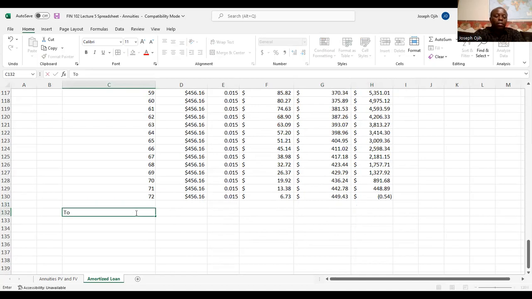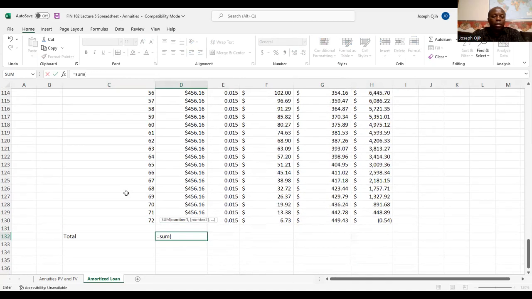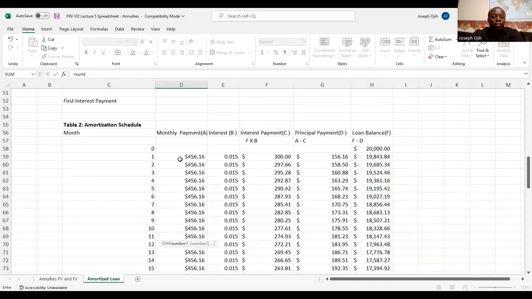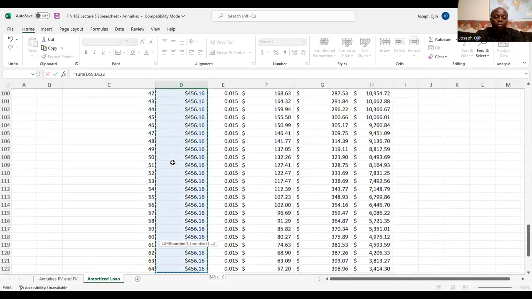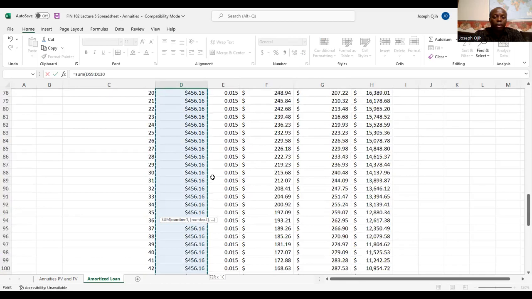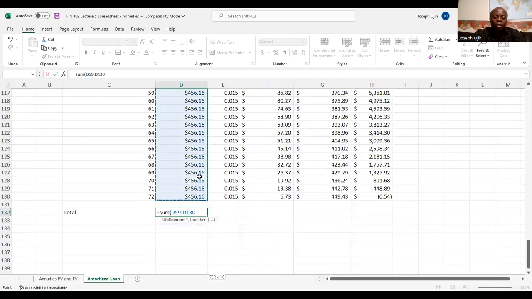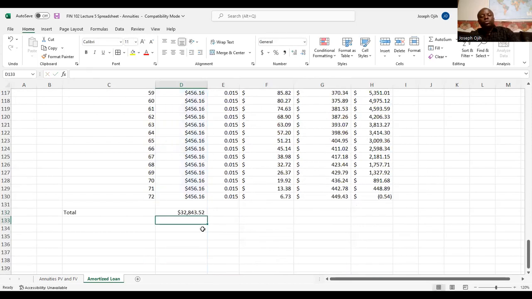Let me make it total here. Total equals sum, from here, from the very first one, all the way to the last one. You can see it. Press the last one. Highlight it. Okay. Now, $32,843.52. Now that you have it here, you can just copy it.